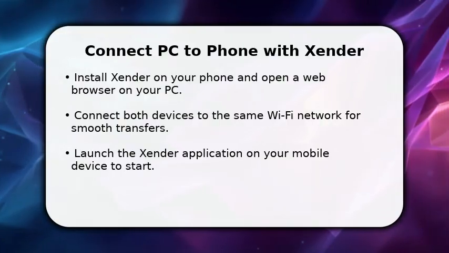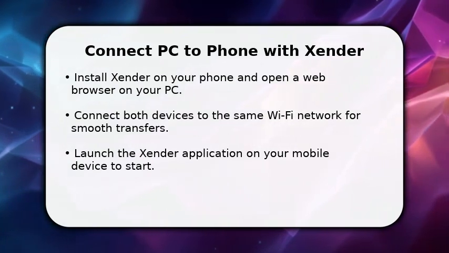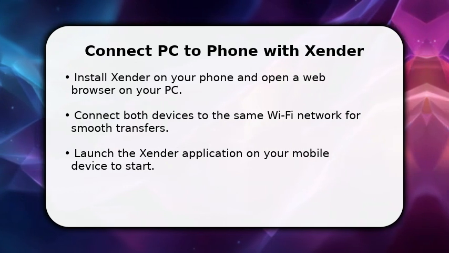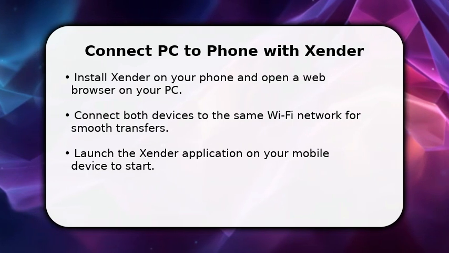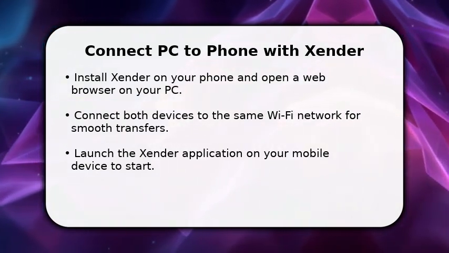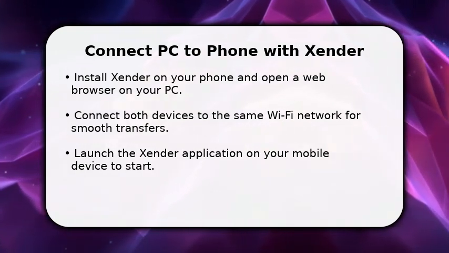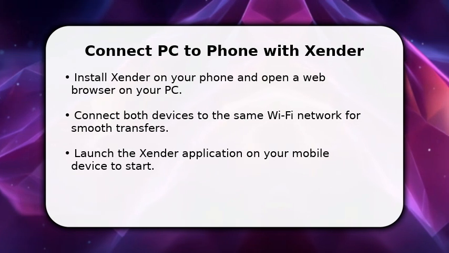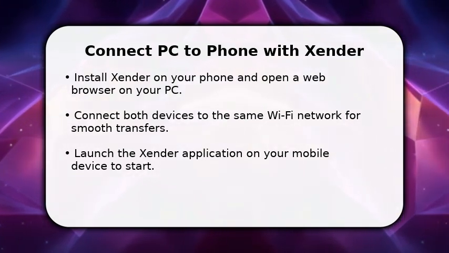In this video, I will explain how to connect your PC to your phone using Xender. First, ensure Xender is installed on your mobile device and a web browser is open on your computer. It's crucial that both your PC and phone are connected to the same Wi-Fi network. This ensures a direct and efficient connection. Once confirmed, simply open the Xender application on your phone to begin the process.